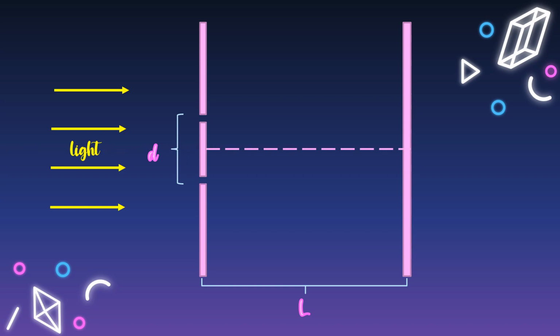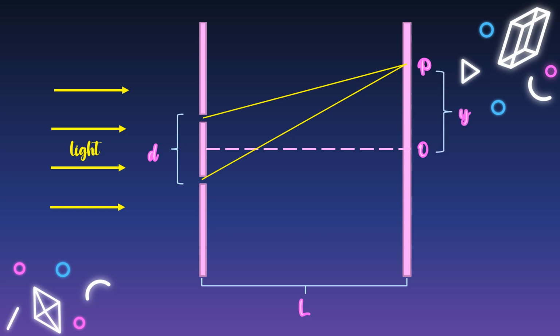We also define a horizontal axis, shown as a dashed line, that starts from a point halfway between the slits and goes to the center of the screen, to a point labeled O. From point O, we measure the distance y to an arbitrary point P. So the distance between O and P is our y. Always remember that, because we will use it in solving double-slit experiment problems.